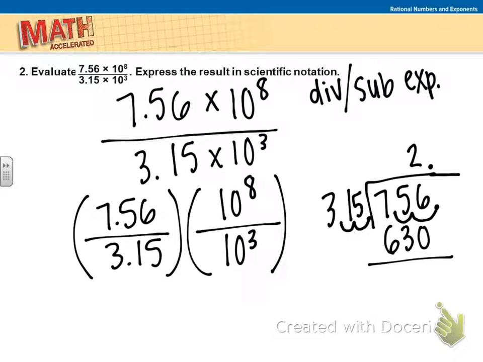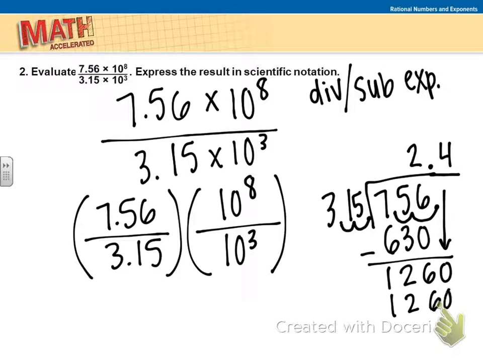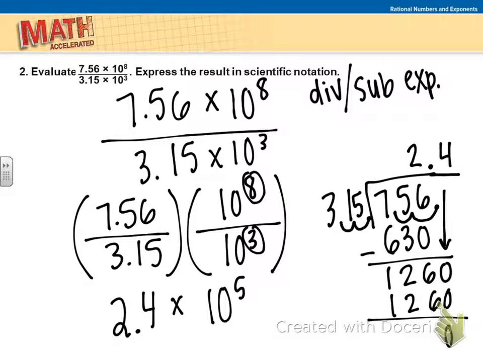So what is 756 minus 630? 126. Good. So we get 126, and then we're going to bring down our 0, right? So how many times will 315 go into 1260? 4. Good. So 4 times 315 gives you 1,260. So we're done. So what do we get as our factor here? 2.4. And then we're dividing, so we subtract our exponents and we get 10 to the 5th power. Good. And that is our answer.